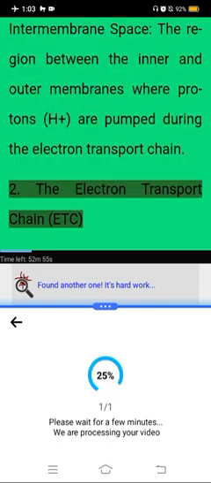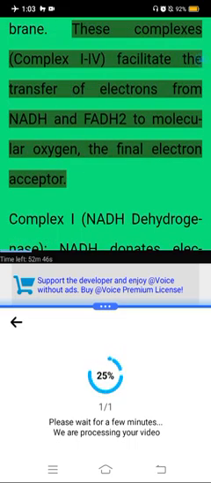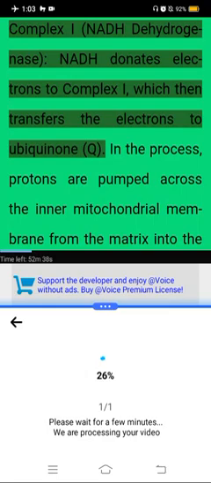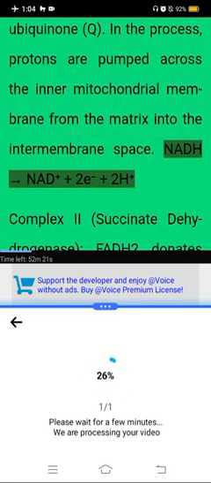2. The electron transport chain, ETC. The electron transport chain is composed of a series of protein complexes located in the inner mitochondrial membrane. These complexes, complex I to IV, facilitate the transfer of electrons from NADH and FADH2 to molecular oxygen, the final electron acceptor. Complex I, NADH dehydrogenase: NADH donates electrons to complex I, which then transfers the electrons to ubiquinone, Q. In the process, protons are pumped across the inner mitochondrial membrane from the matrix into the intermembrane space. NADH → NAD+ + 2e- + 2H+.